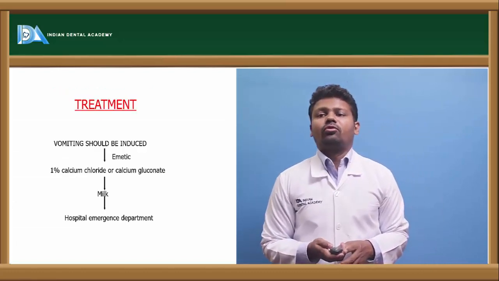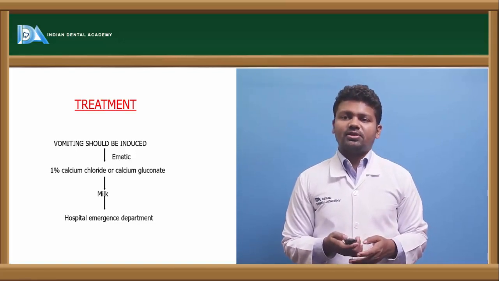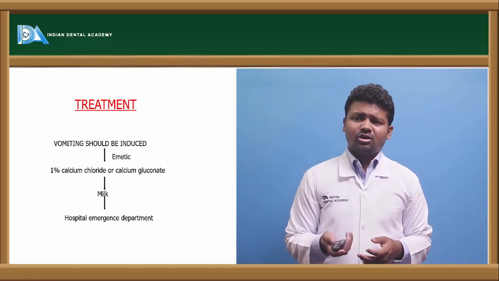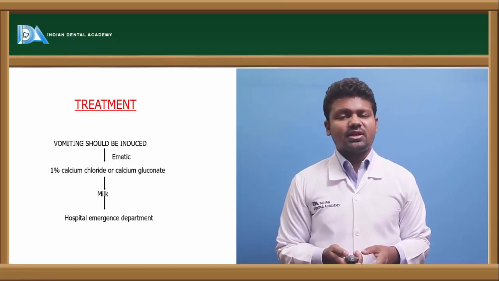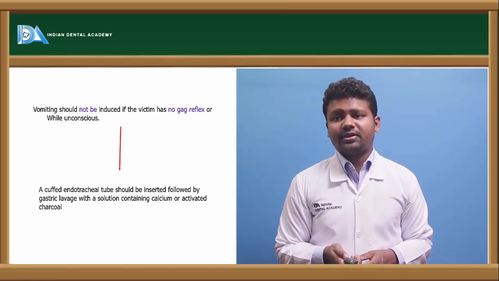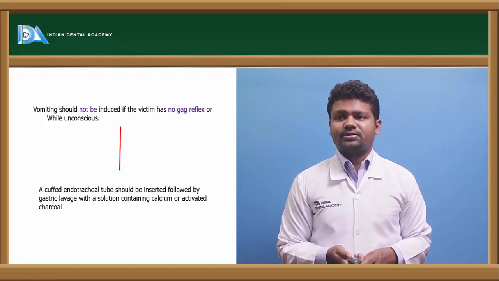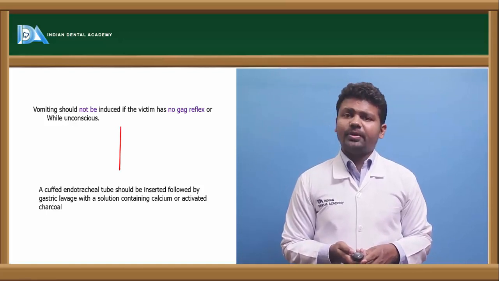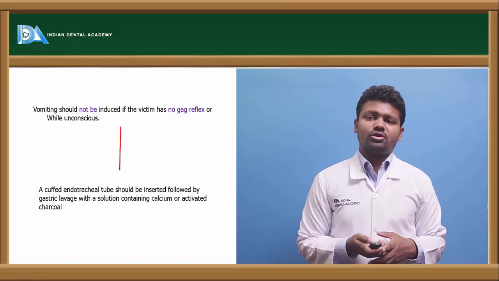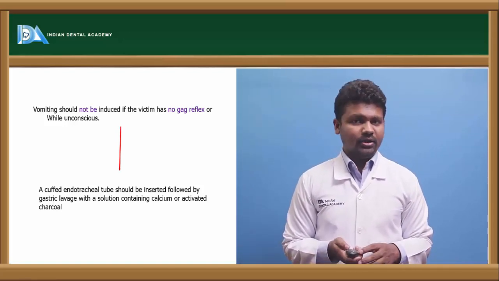For treatment, vomiting should be induced as soon as the symptoms appear. 1% calcium chloride or calcium gluconate in the form of milk can be given. Hospital emergency care is very much necessary as soon as acute or chronic toxicity occurs. Vomiting should be induced if the victim has a gag reflex. It should not be induced if the victim is unconscious and has no gag reflex. A cuffed endotracheal tube can be inserted and then vomiting can be induced.